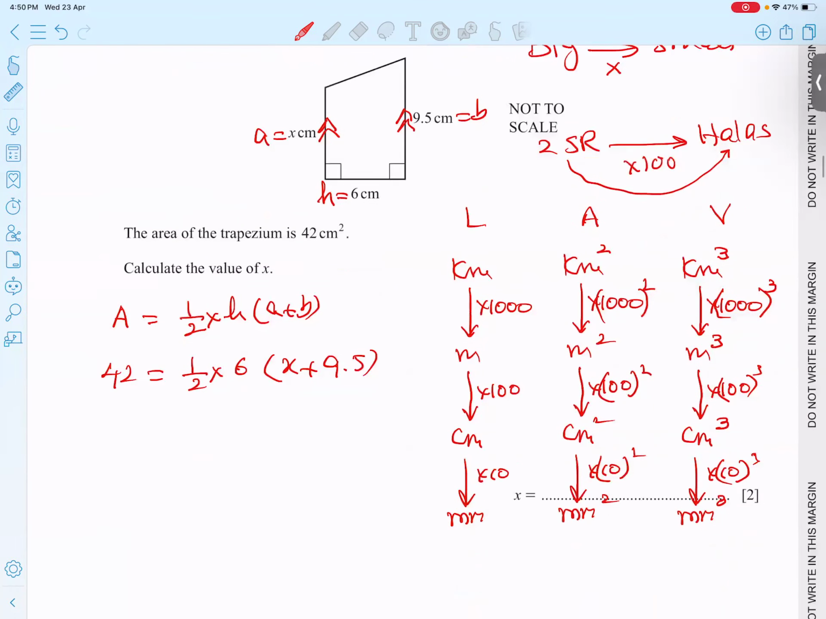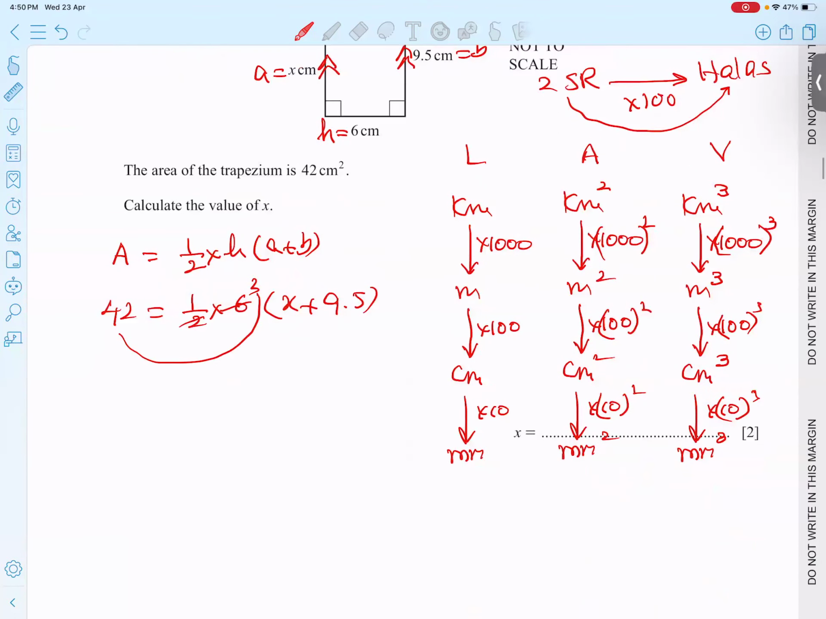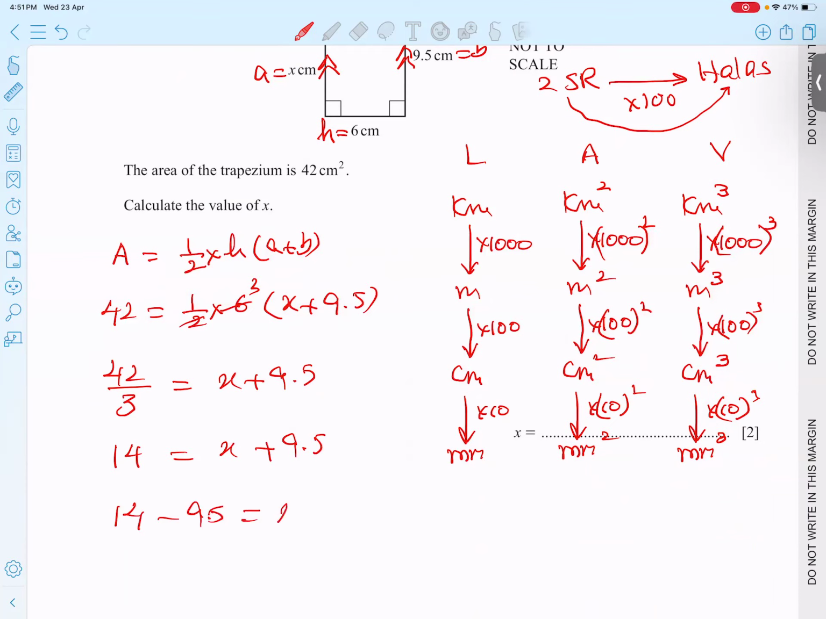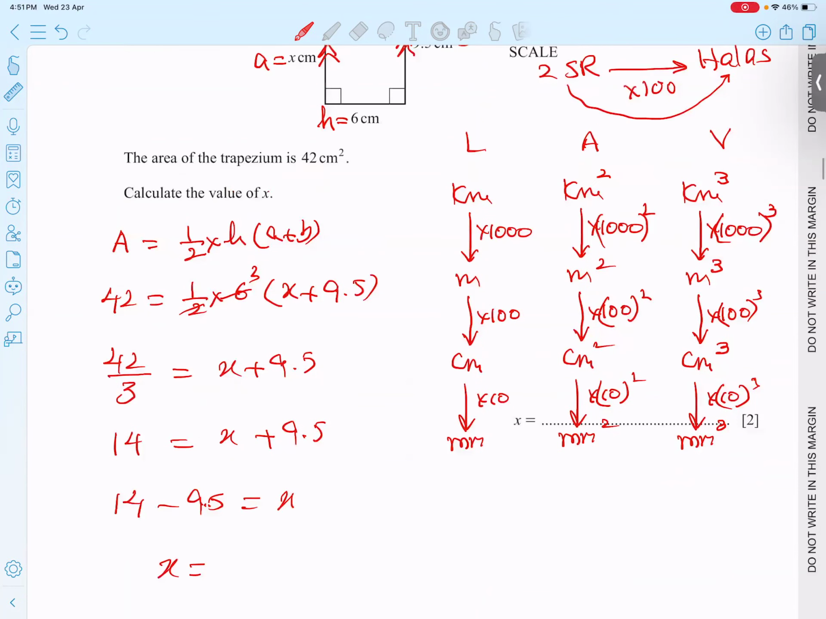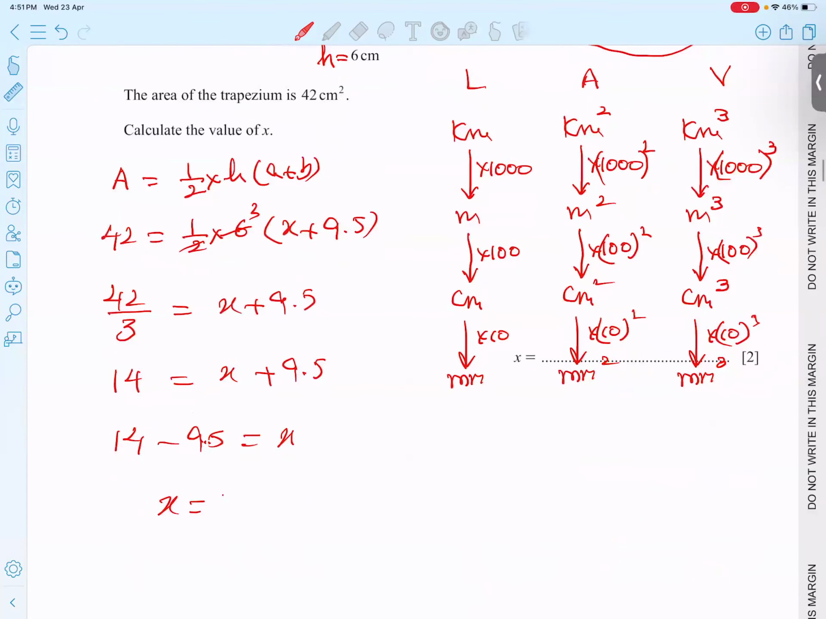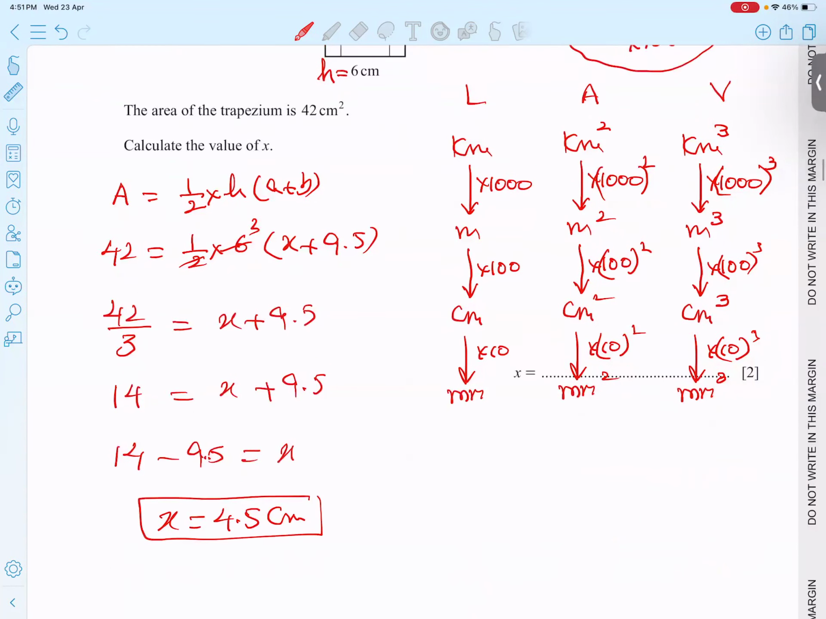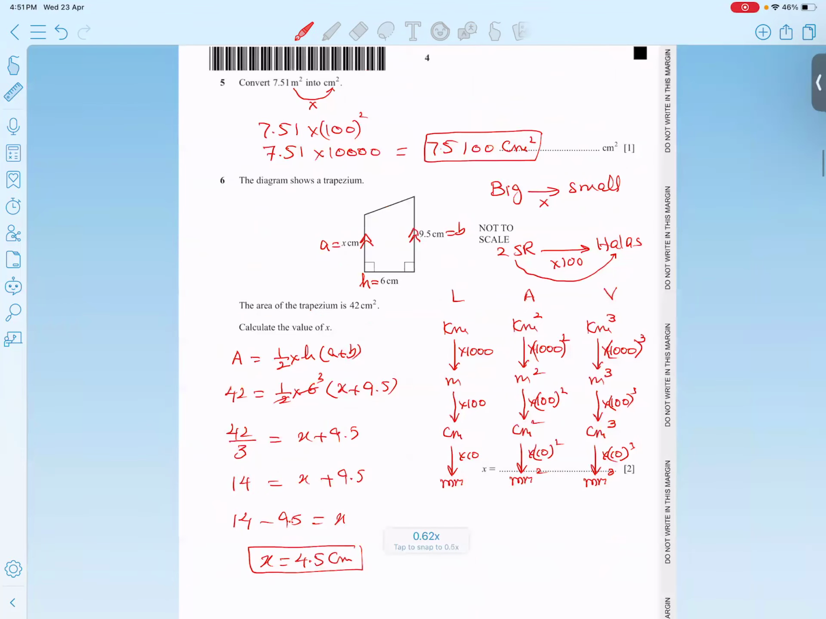So if you check it, 2 3s are 6 and this 3 will come down. When 3 comes down, it will be divided. And X plus 9.5. So 3 1s are 3, 3 4s are 12. I got 14 and 9.5 will be subtracted. So 14 minus 9.5. When I subtract out of 14, 9 gone, so 9 plus 5, so 5. And then I got 4.5. So I hope you got the point, and my answer is 4.5. And I must write centimeters. I hope the concept is very clear and this page is also clear. Let's go for the next page.